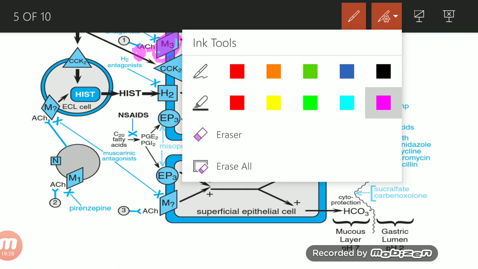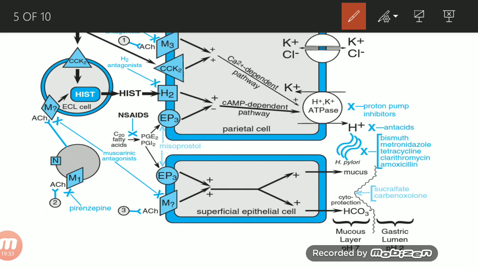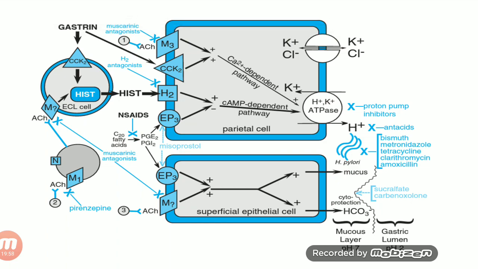Okay, on the other hand, what you have over here is your PGE2 and PGI2 acting on your epithelial cell, mucosal cell, which will cause release of bicarbonate ion, release of mucus, bicarbonate ion getting entrapped in your mucus, thereby providing protection to your mucosal layer. So this is basically the regulation of acid secretion taking place in your stomach.